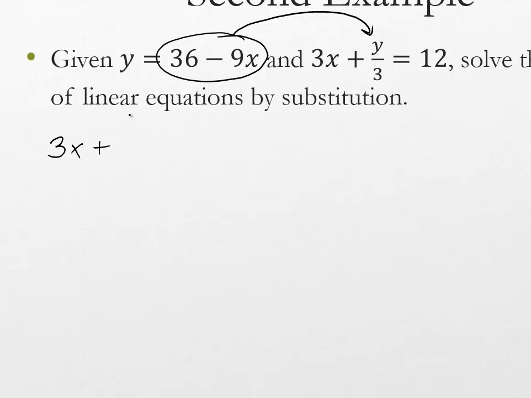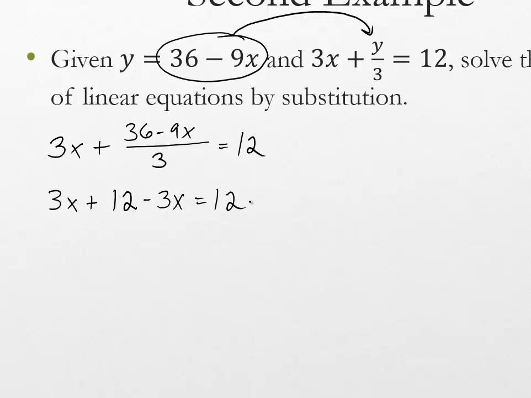So let's write it out. 3x plus 36 minus 9x divided by 3 equals 12. Now let's go ahead and simplify. So let's divide by 3. So if we have 3x plus, what is 36 divided by 3? 12. And then what is negative 9 divided by 3? Negative 3x. And then equals 12.